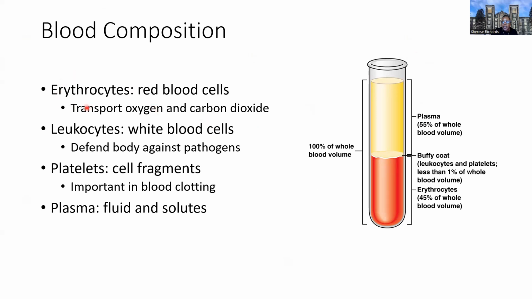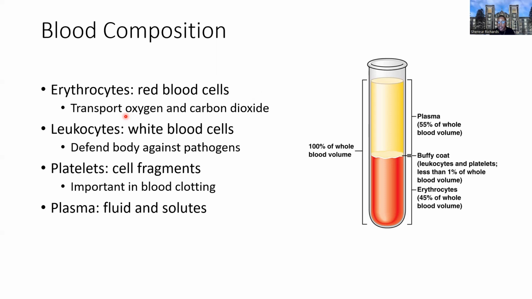The erythrocytes, also called red blood cells, are one of the major components of blood. These are going to constitute about 45% of the total blood volume. And this is the major part of the blood that has the oxygen bound to it. Erythrocytes have hemoglobin, and hemoglobin has spots on it to actually bind these gases. And so erythrocytes are the main vehicle in the blood that is transporting gases.